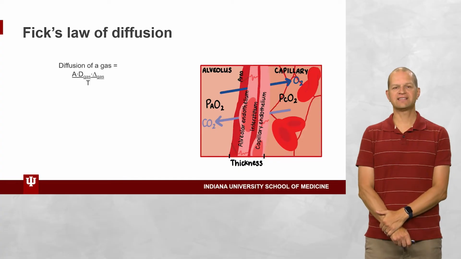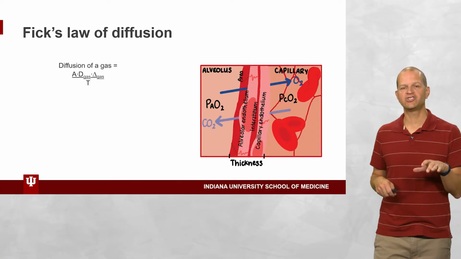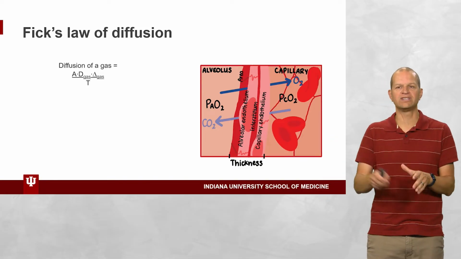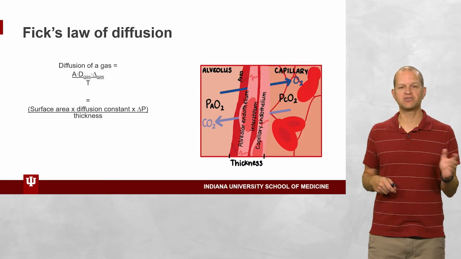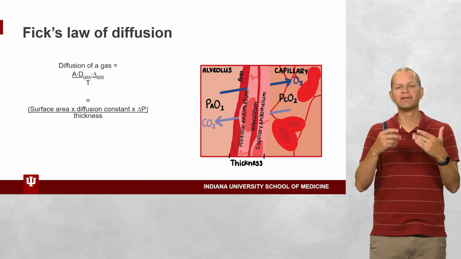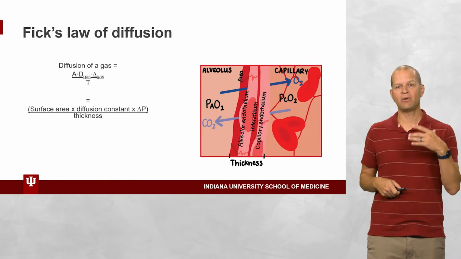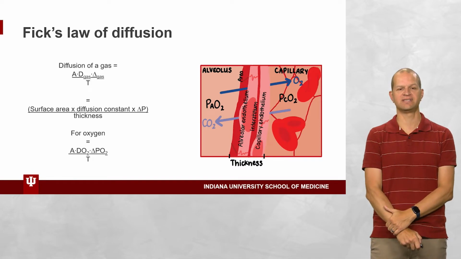Okay, so like I said, Fick's law of diffusion, here it is. You will never use this to calculate, but this shows you in mathematical form what we just talked about. Surface area, the diffusion constant, and the pressure gradient are all in the numerator. So if those go up, the rate of diffusion goes up. However, thickness is in the denominator, so if that goes up, the rate of diffusion goes down.